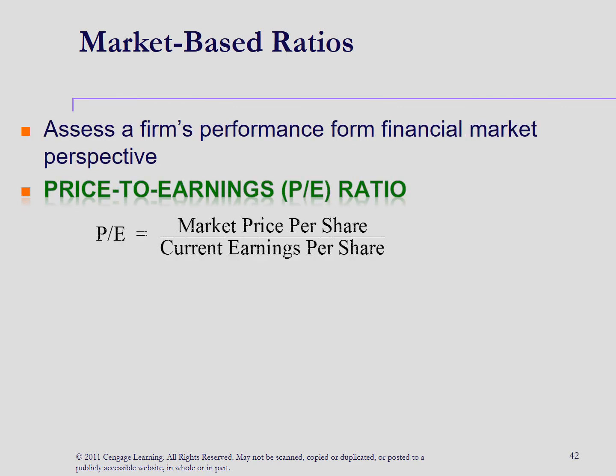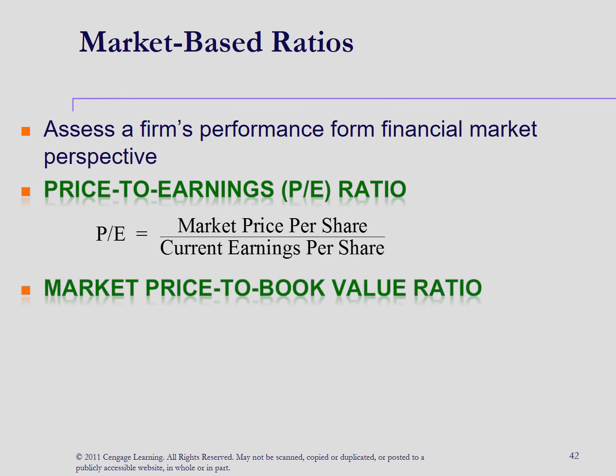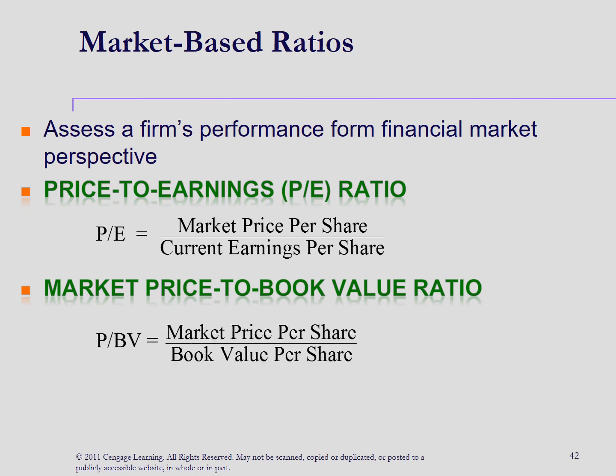Price-to-earnings ratio. Price-to-earnings ratio is defined as market price per share divided by current earnings per share. Market price-to-book value ratio. Market price-to-book value ratio is defined as market price per share divided by book value per share.